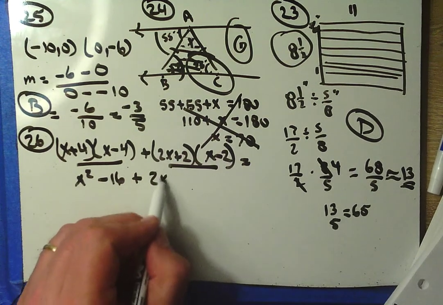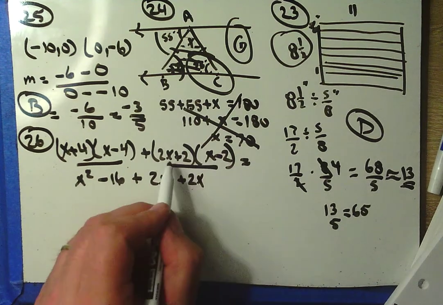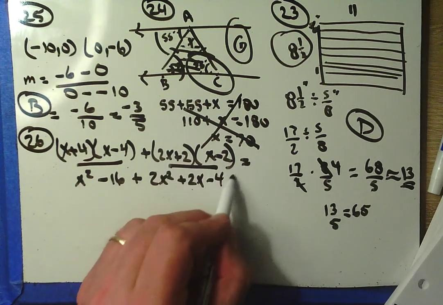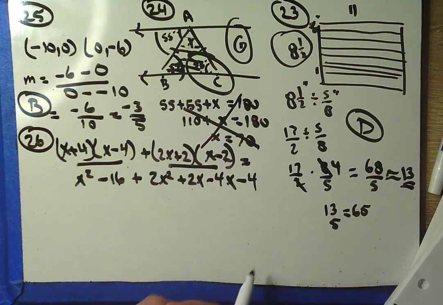2x times x is 2x squared. 2 times x is 2x. Negative 2 times 2x is negative 4x. And negative 2 times positive 2 is negative 4.